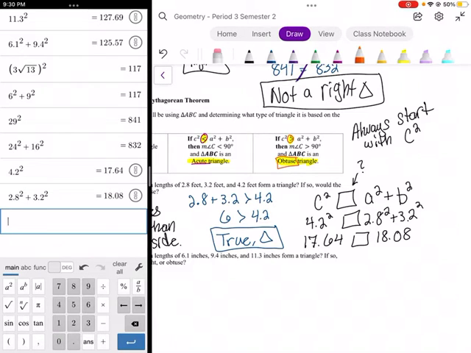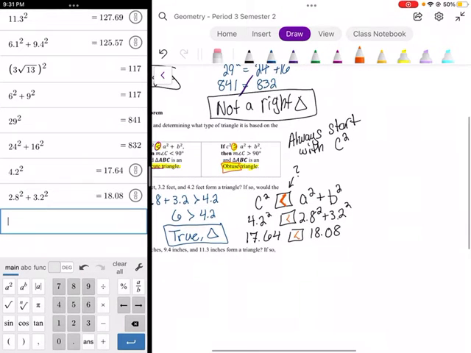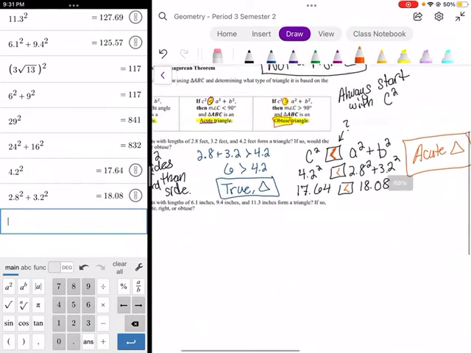Once you have the number values on each side, what you are looking for is which one is bigger, and that is going to be the 18.08. So if we put that into our box, we know that a squared plus b squared is bigger than c squared. So because c squared is smaller, this is going to end up being an acute triangle.